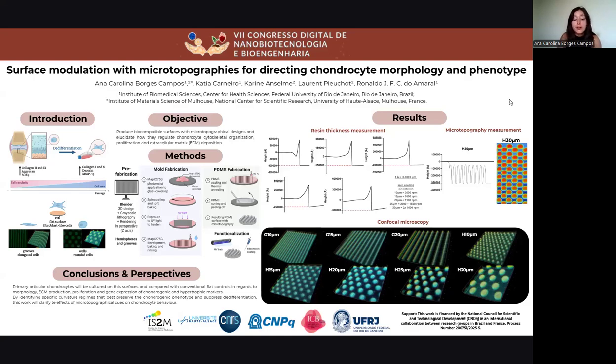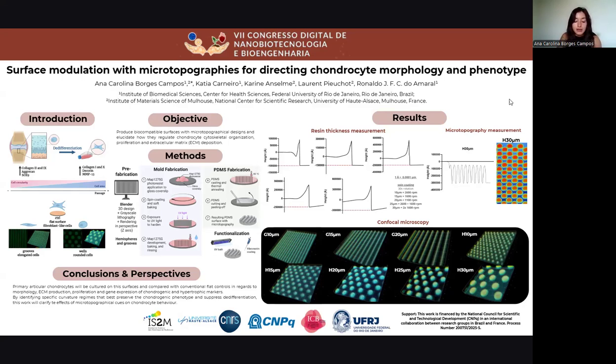So, to fabricate the surfaces, we first designed microtopographical patterns using the Blender software, combined with grayscale lithography and perspective rendering in the Z-axis. And we created two main categories of structures: the anisotropic grooves, which are expected to induce cell elongation, and the isotropic hemispheres that are expected to promote rounded cell morphology.